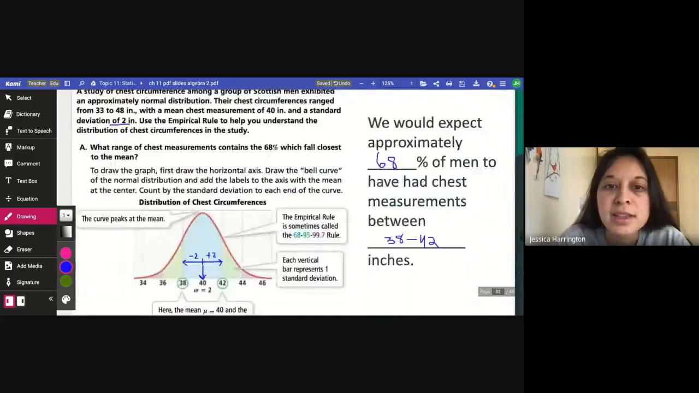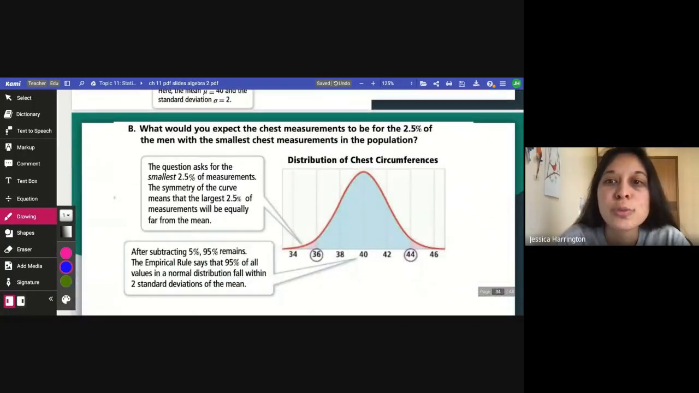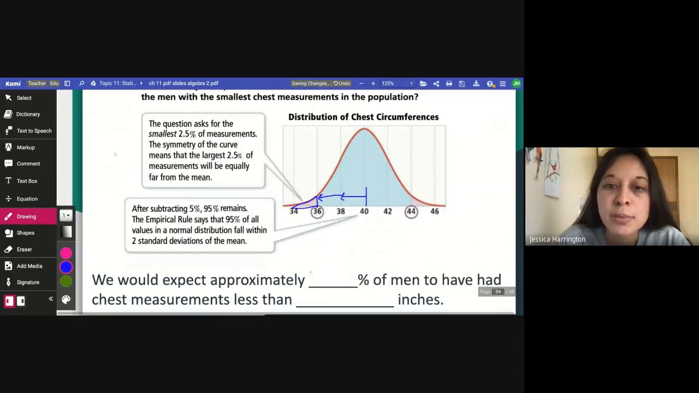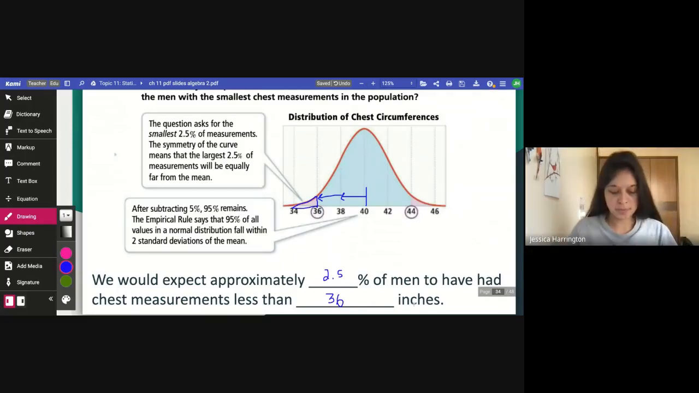So if they're asking us this 2.5% of the men with the smallest chest measurement, we start out with the mean. We go 1, 2 standard deviations over, and we only are focusing on the smallest, so this side of the bell curve. So we would expect approximately 2.5% of men to have a chest measurement less than 36 inches. We could go the other way and say we would expect approximately 2.5% of men to have a chest measurement more than 44 inches as well, right? But they asked us to focus on the small.